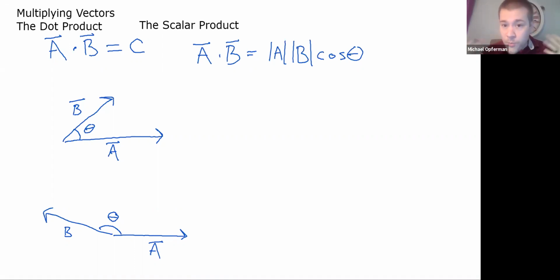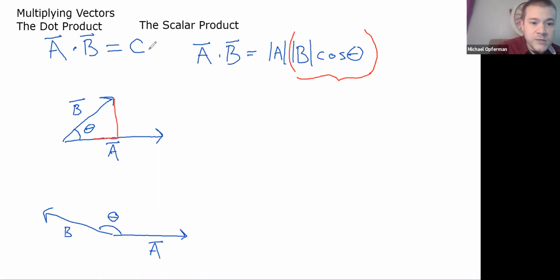The way that you can interpret wrapping your head around what that means is, I think the easiest way to see it is if you draw parentheses like this and think of it as being magnitude of A times magnitude of B cosine theta, because what I've written in the red parentheses here is actually a component of vector B. This is actually the component of vector B that's in the same direction as vector A. If you draw a right triangle like this, B cosine theta would be down here.